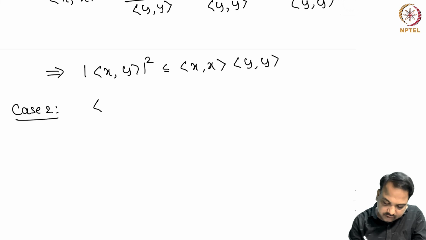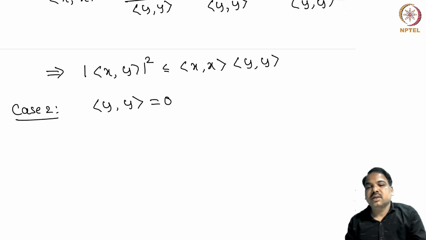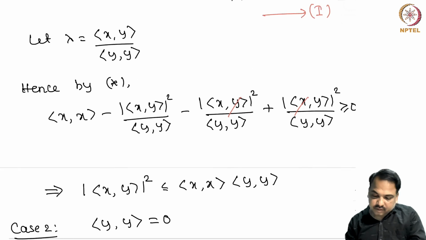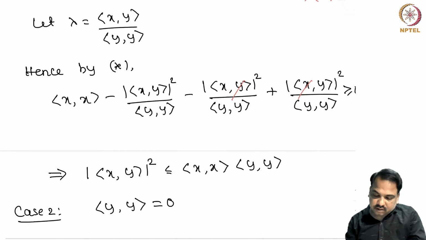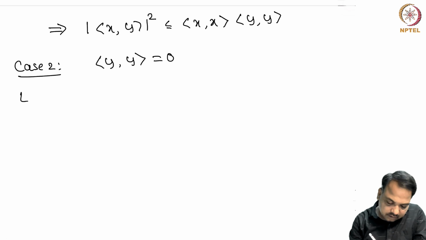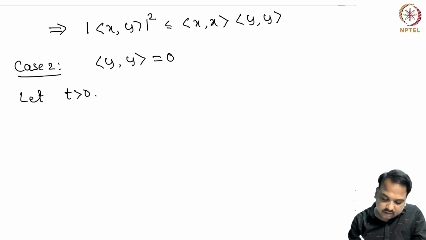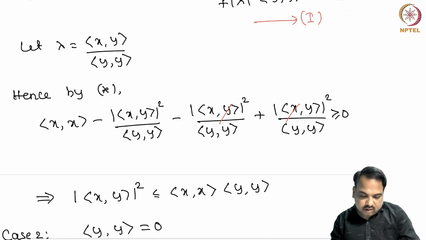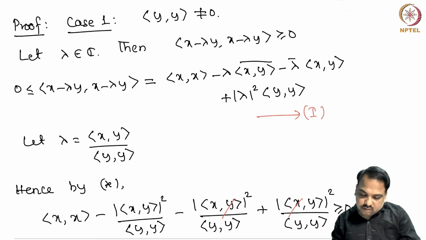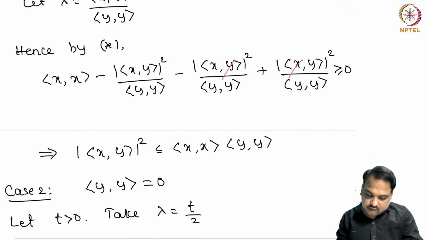Case 2, what will happen when semi-inner product of y with y is 0? This can happen in the semi-inner product space. We have seen examples. So in this case, let us look at equation 1. Let us take, let t be a positive real number. Take lambda to be t by 2 times semi-inner product of x with y.